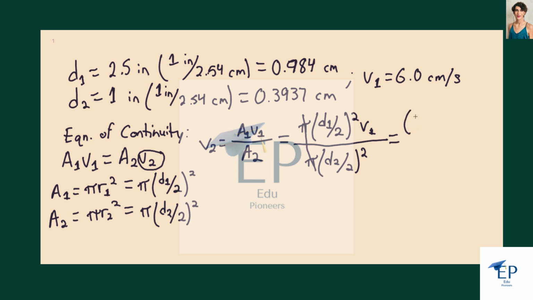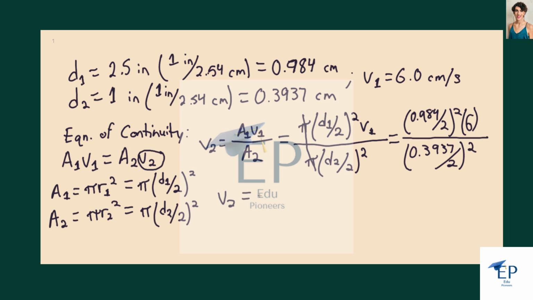D sub 1 is of course that 0.984 divided by 2 squared times 6 centimeters per second. And then we're going to divide this by 0.3937 divided by 2 squared. And solving for this, we find that the velocity in the second section is going to be 37.5 centimeters per second.